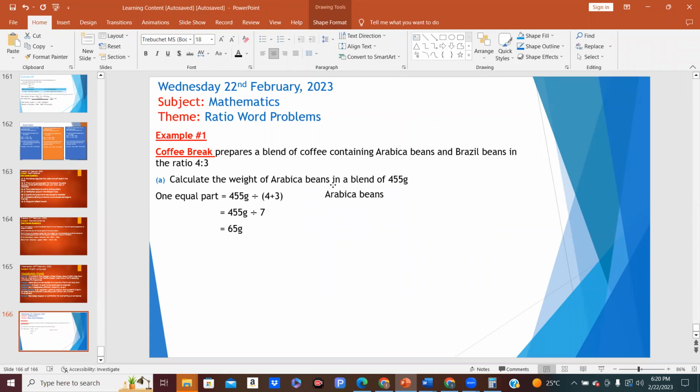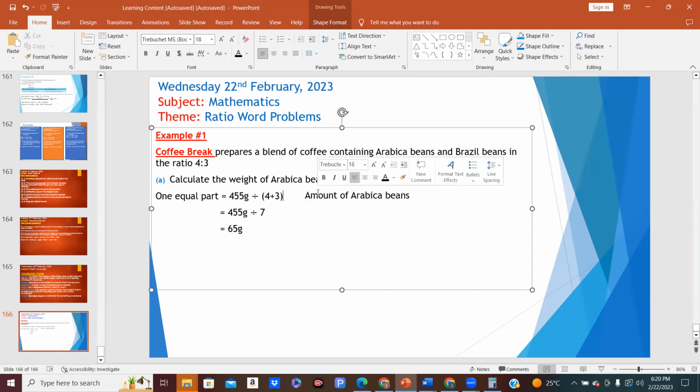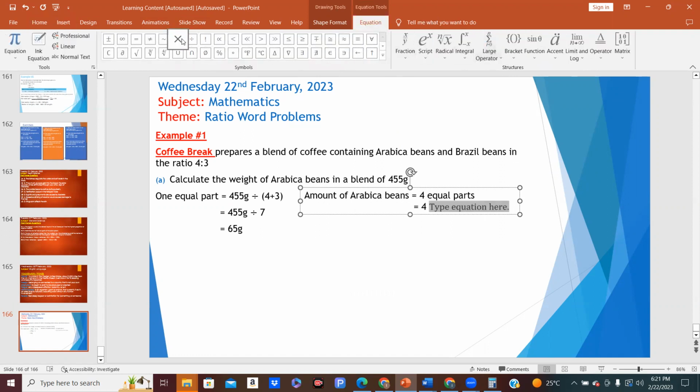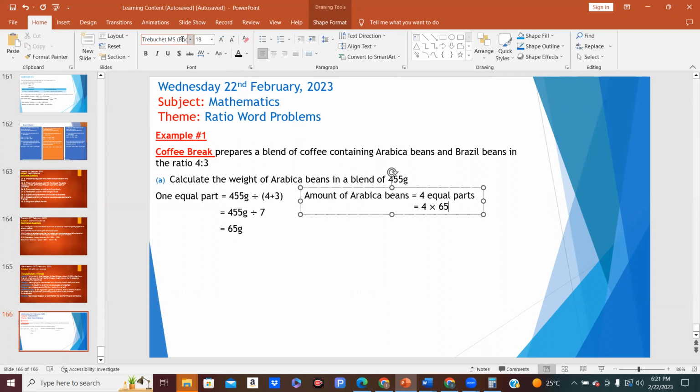So now we want the amount of Arabica beans. The amount of Arabica beans is going to be 4 equal parts, equal to 4 multiplied by what? 65. Now we multiply 4 by 65. We get what? 260. 260 grams. Very good, 260 grams.